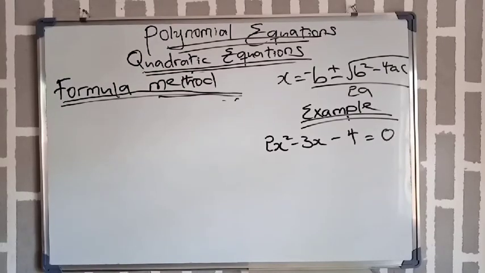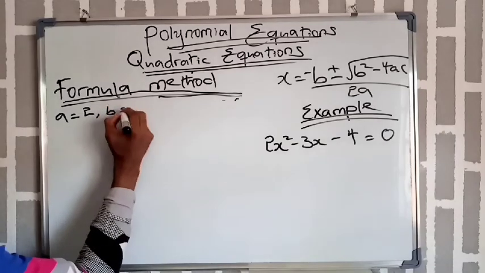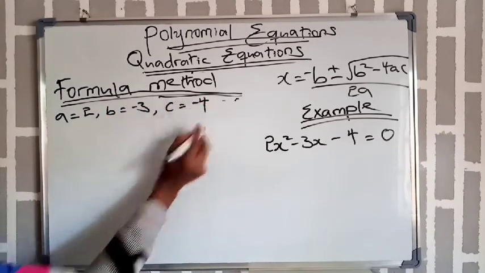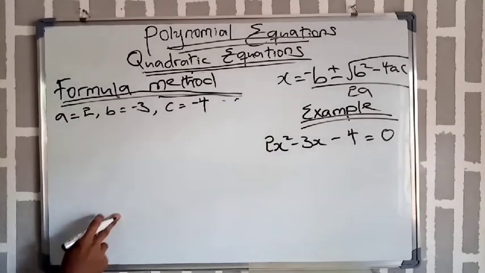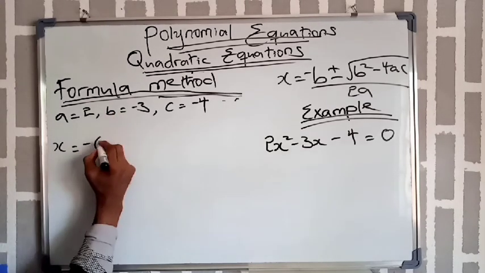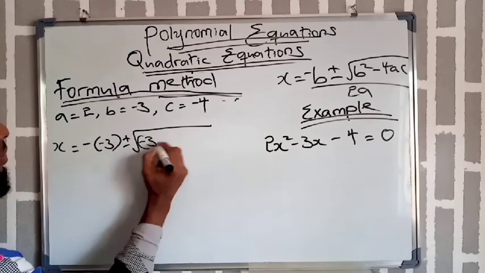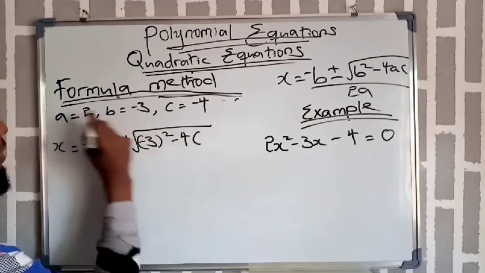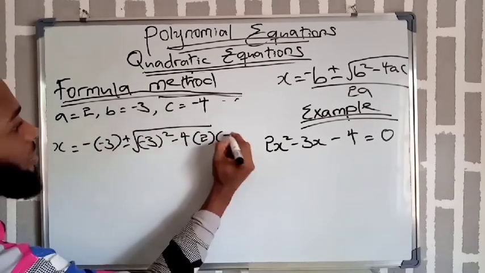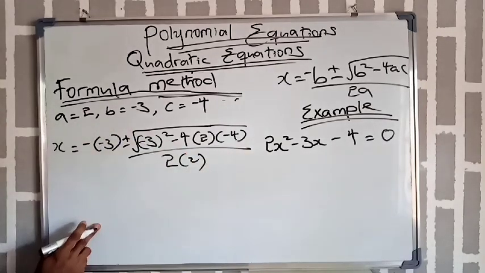So now we're going to apply the formula method in solving this example here. This is the formula we're going to apply. Firstly, before you apply the formula method, you have to say a is equal to 2, which is this, b is equal to minus 3, and c is equal to minus 4. Now we'll put these letters into this formula and then we'll get what x is. So now x will be equal to minus b, which is 3, plus or minus square root of b, which is minus 3, all squared, minus 4 times a, which is 2, times c, which is minus 4, all over 2 times a, which is 2.